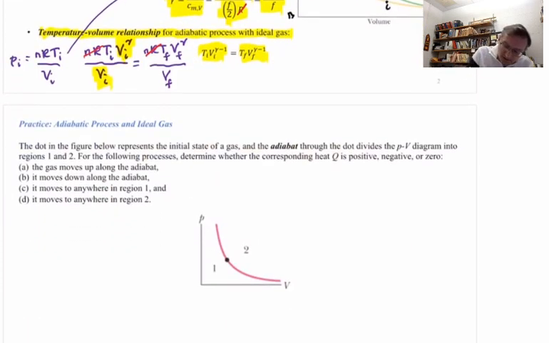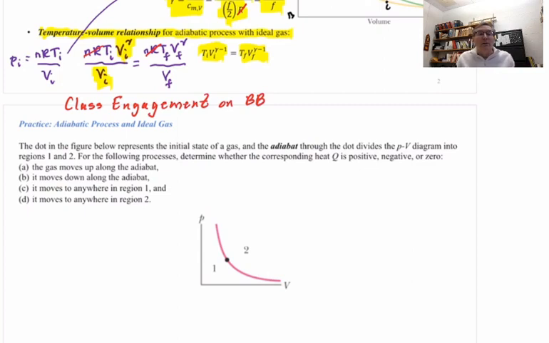So this would be, of course, class engagement on Blackboard. And with the practice with adiabatic process and an ideal gas, it goes like this. We have, as you can see, a PV diagram, rather simple, standard-looking one. And there's a dot in the figure to represent the initial state of a gas. Okay, there it is, right there.